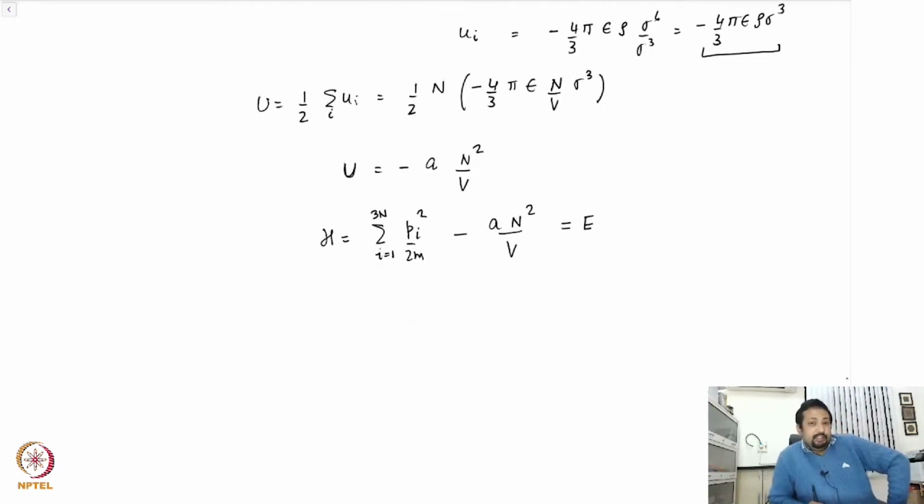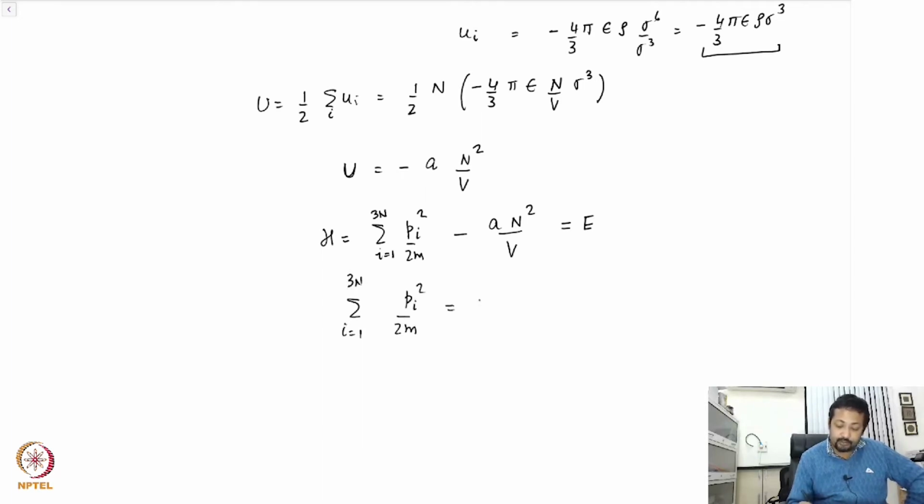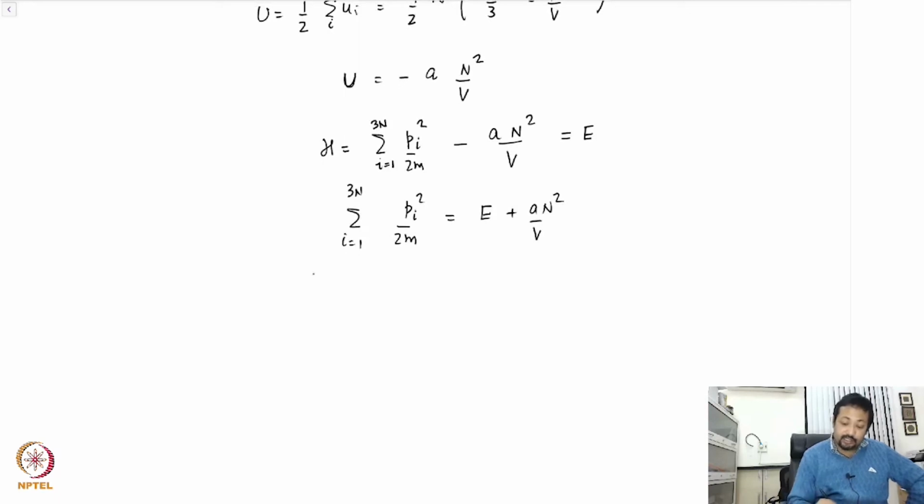So if you are considering this system to be isolated, then essentially you are looking at the microcanonical formalism. So this becomes the sum from i equal to 1 to 3n of p_i square over twice m equals E plus A n square over V. So this is the surface that you are considering. What is the total number of microstates? But before you calculate the total number of microstates, you must realize that I also have to figure out the volume accessible to these particles.